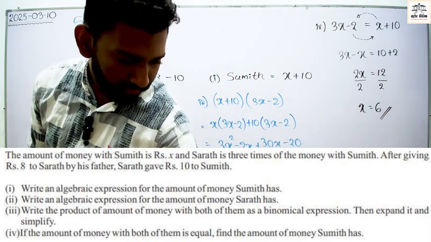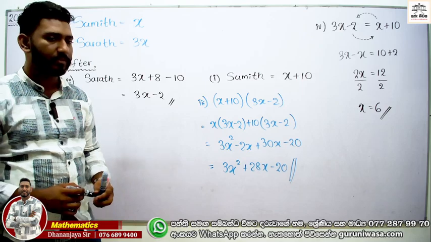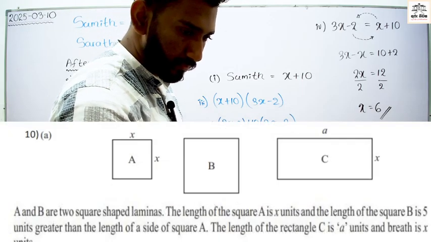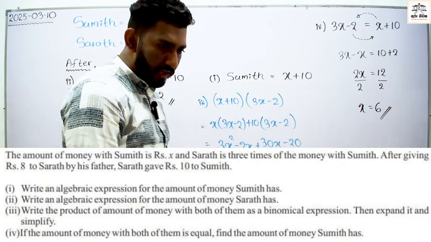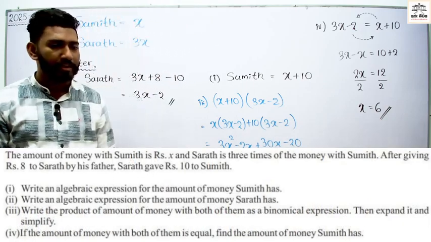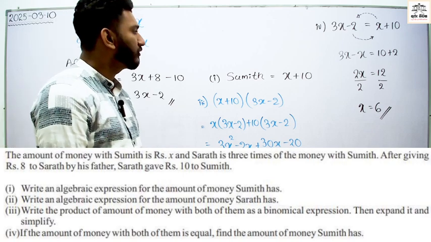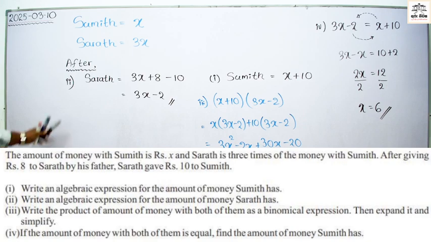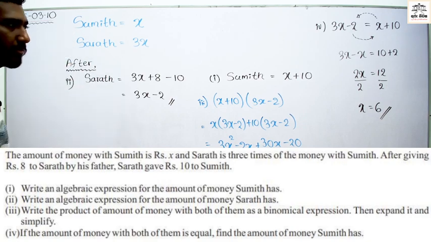Right. එහෙම තමයි කිව්වේ නේ. Yes. And find the amount of money Sumit has. හරි. Sumit. දැන් x equals 6. එහෙනම් Sumit ළඟ තිබුණේ කීයද? හරි. එහෙනම් රුපියල් 6ක් තමයි තිබුණා තියෙන්නේ. නියමයි.